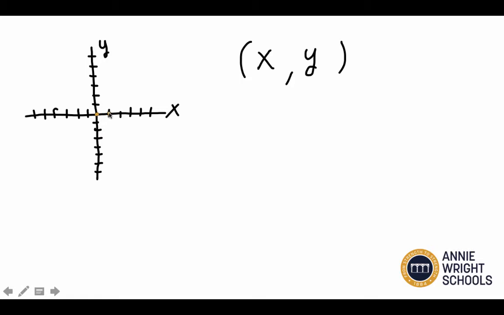When x is positive, we move to the right. When y is positive, we move up. When x is negative, we move to the left. When y is negative, we move down.